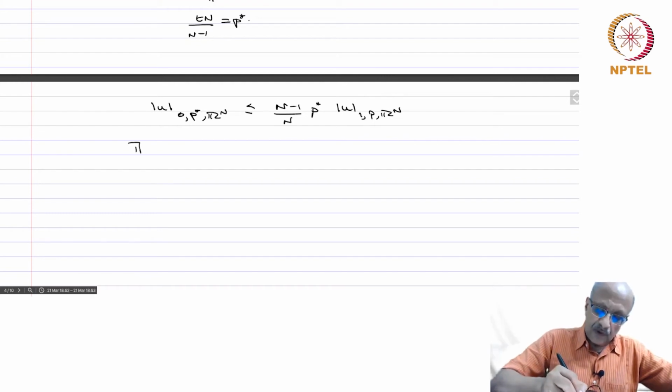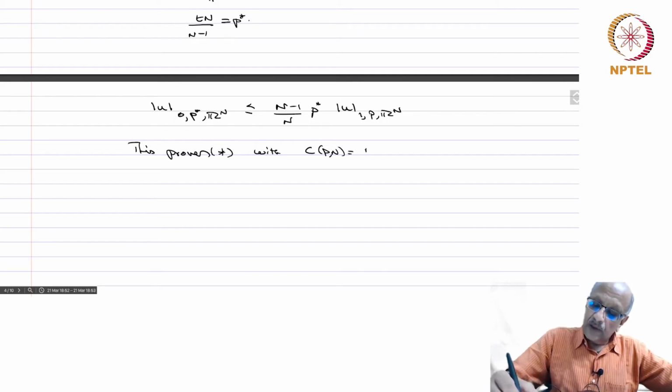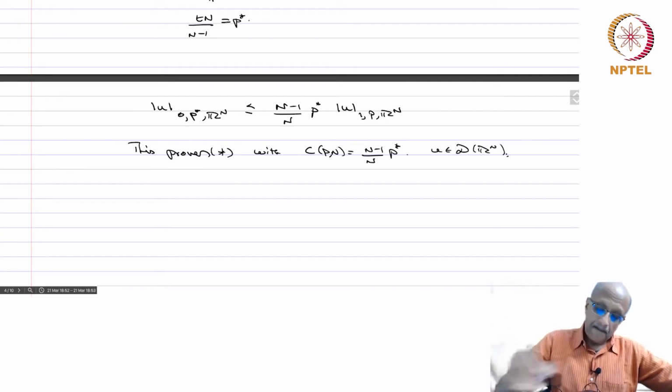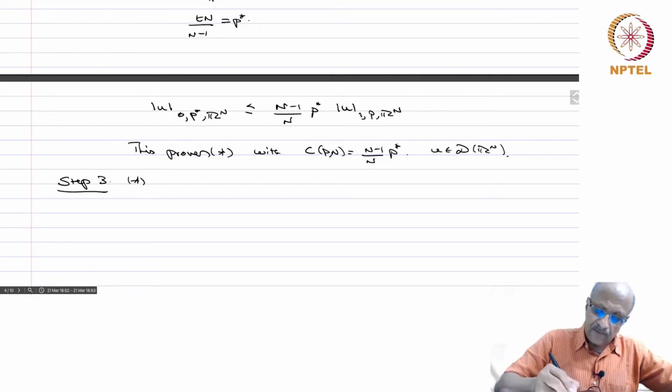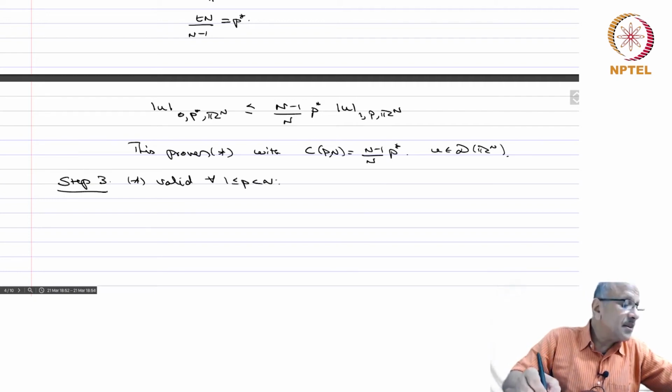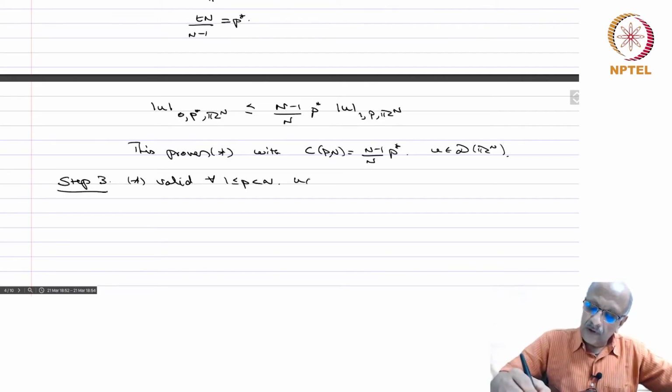So this proves star, with C(p,n) equal to (n−1)/n times p*, okay, and u is in D(R^n). So, final step, step 3: star is valid for all 1 less than or equal to p less than n, okay, and u is in D(R^n).